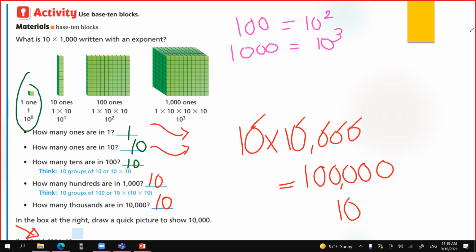How do you know? Let's come back here. Without counting or writing the factors, look at 100. How many zeros for 100? There are 2, so I will say 10 to the power 2. How many zeros for 1,000? There are 3, so 10 to the power 3. How many zeros for 100,000? There are 5, so 10 to the power 5.